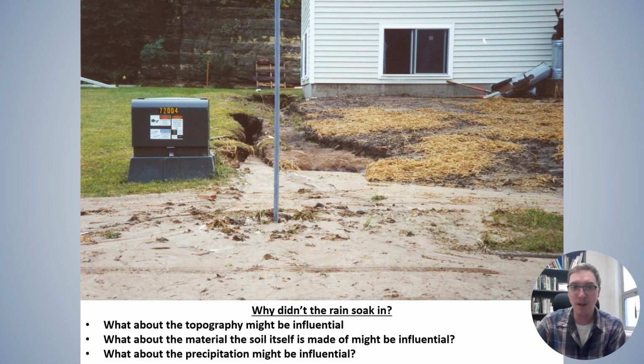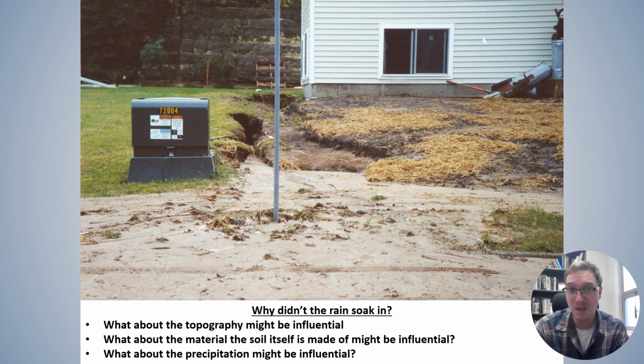So why didn't the rain soak in here? Well, what about the topography could be influential? Obviously, we see a few different things. There's a bedrock cliff in the background. Rain is on a slope, so it's moving a little bit faster on a sloped gradient. What about the material the soil itself is made of that might be influential?